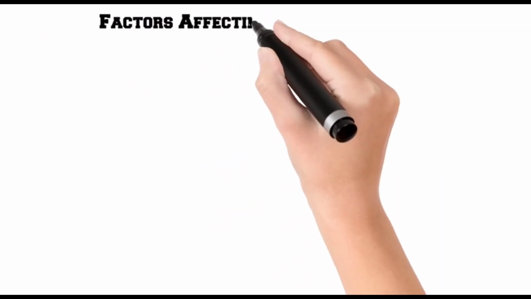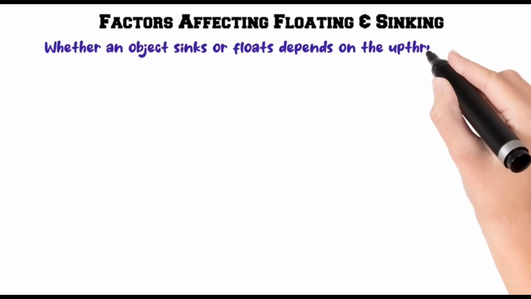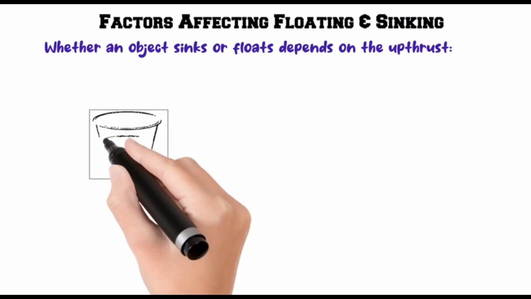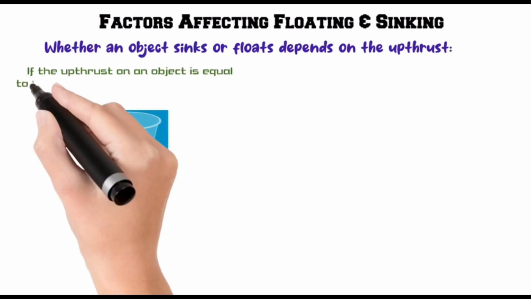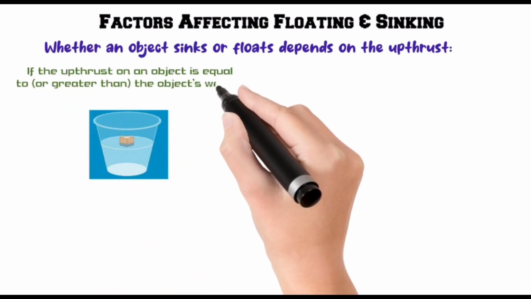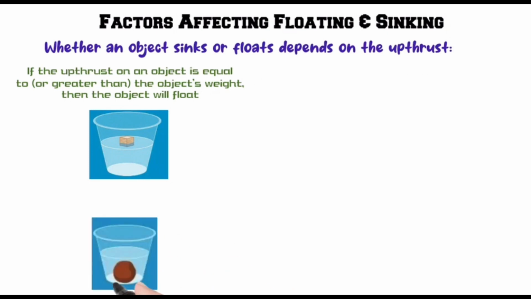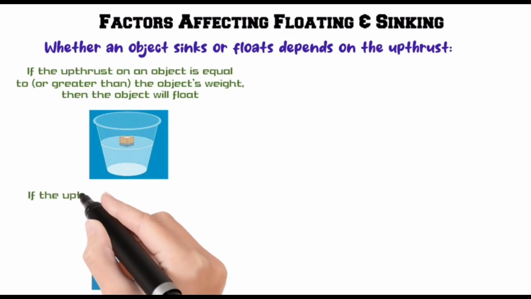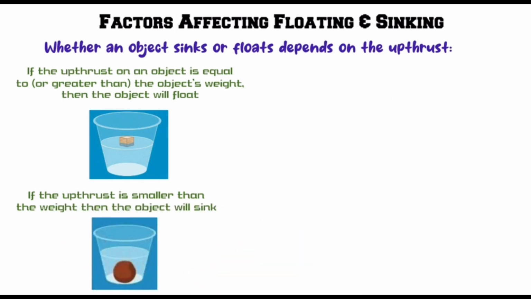Factors affecting floating and sinking. Whether an object sinks or floats depends on the upthrust. In this image we can see that if the upthrust on an object is equal to or greater than the object's weight, then the object will float. In this image, if the upthrust is smaller than the weight, then the object will sink.